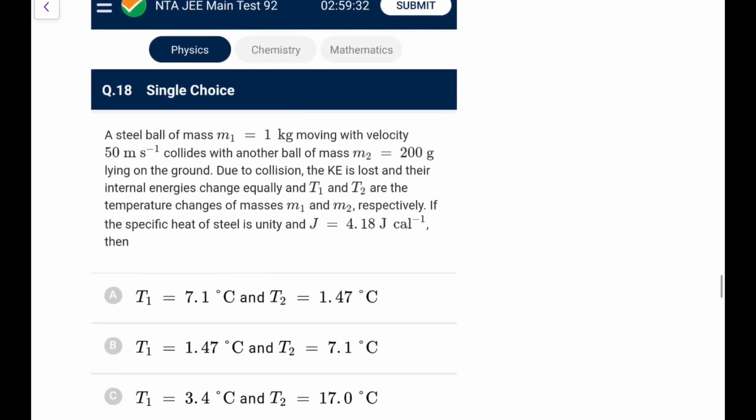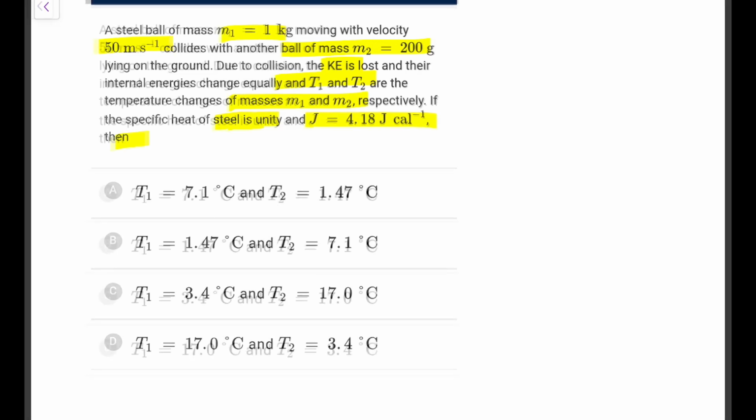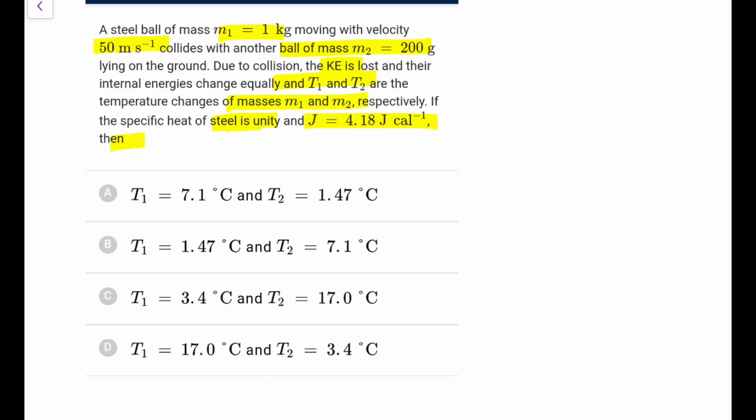Next one, steel ball m1 of 1 kg moving with velocity 50 collides with another ball of 200 gram lying on the ground. Due to collision, kinetic energy is lost, their internal energy changes to T1 and T2 and the temperature changes m1 and m2 respectively. Specific heat of steel is unit J, is this then? Due to collision the kinetic energy is lost. Lost means it is completely lost. No, internal energy changes equally, so here no type of collision is given. I can simply go by the logic that the internal energy change is same.